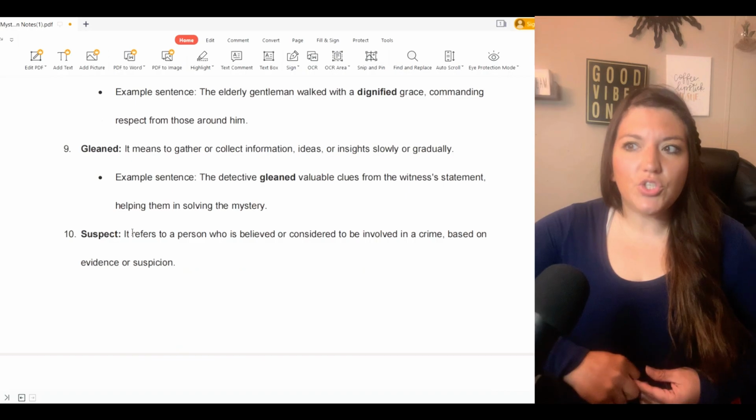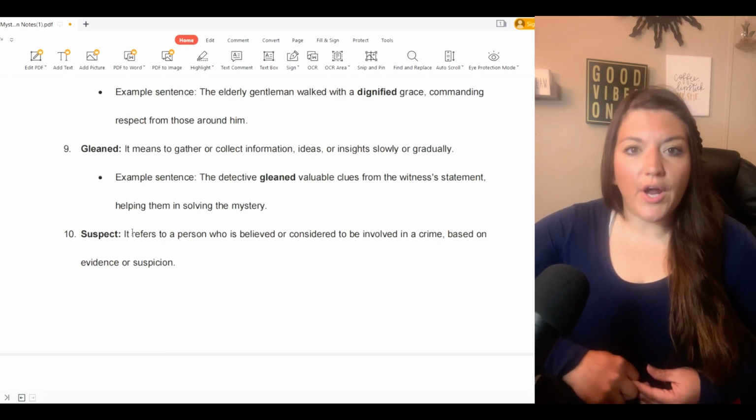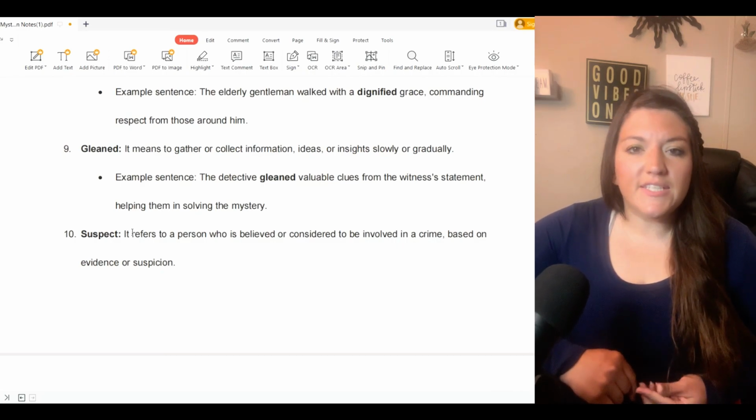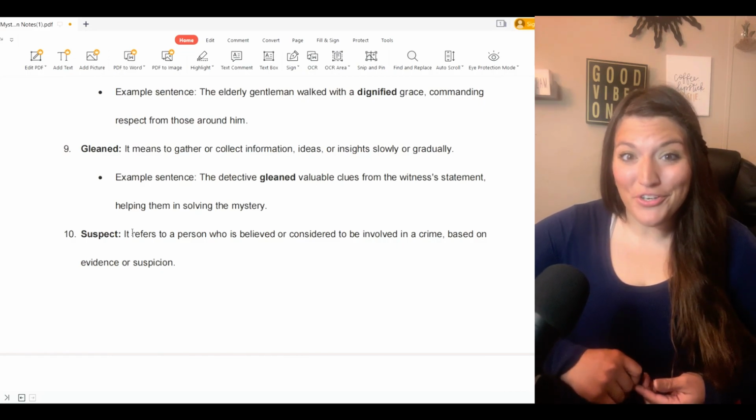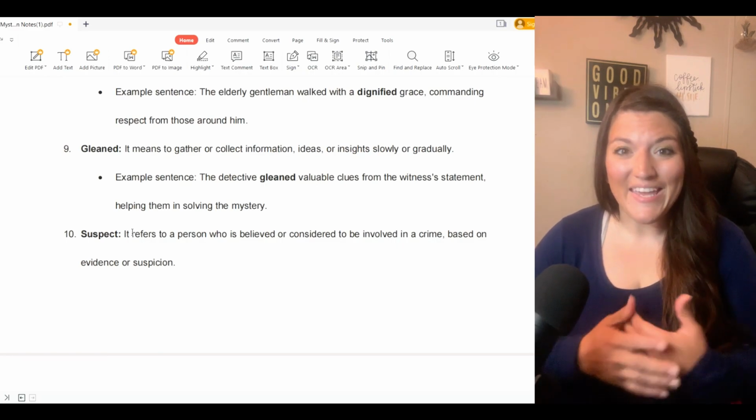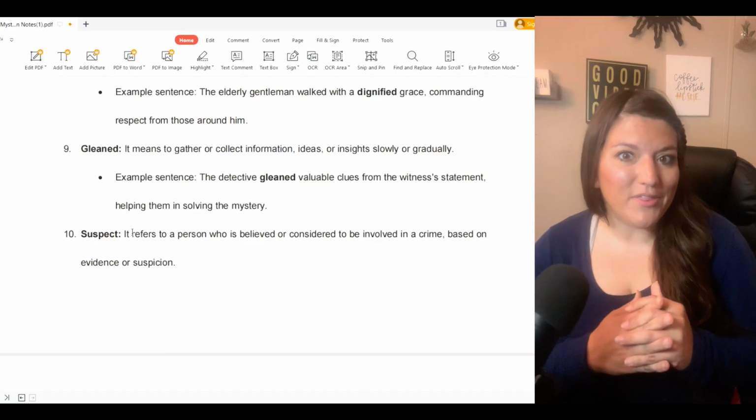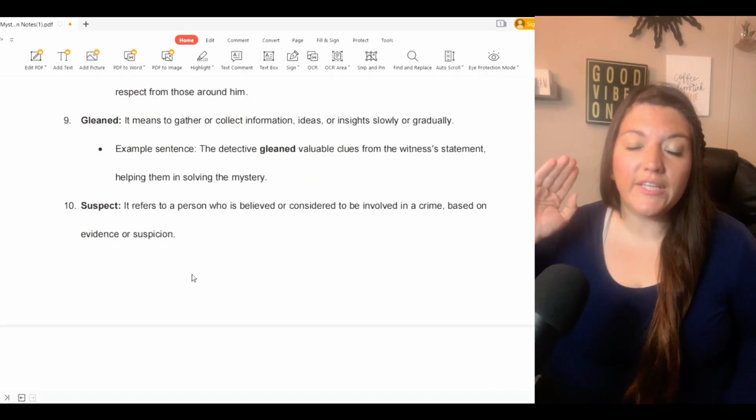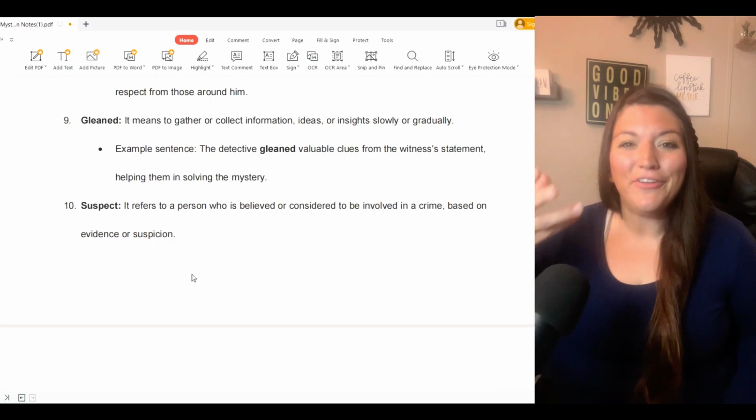Number 9, gleaned. This means to gather or collect information, ideas or insights, slowly or gradually. So for example, the detective gleaned valuable clues from the witness's statement, helping them in solving the mystery. So maybe we can glean something from the story to help us with the mystery. But yes, glean just means to gather clues, kind of, or gather information.